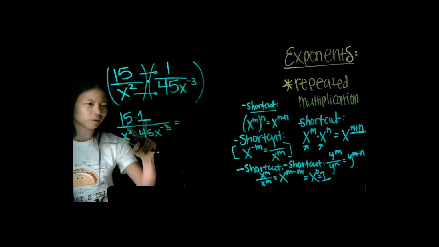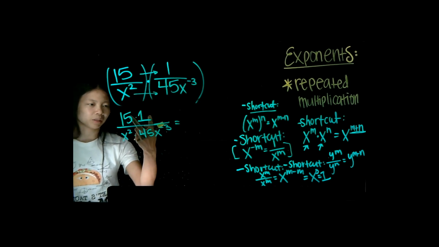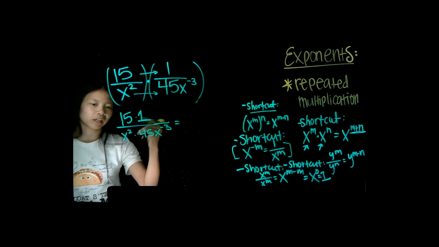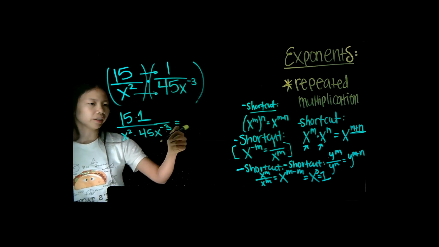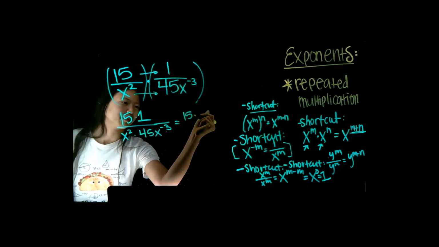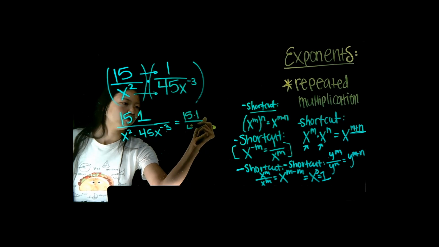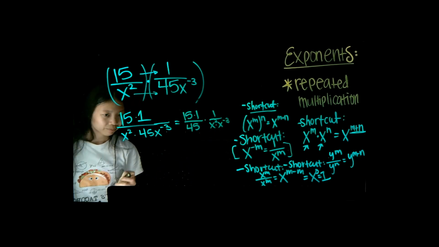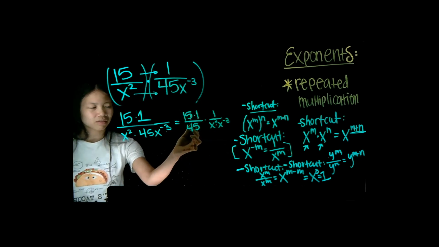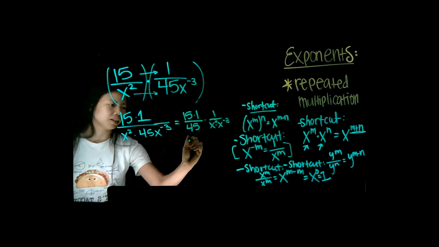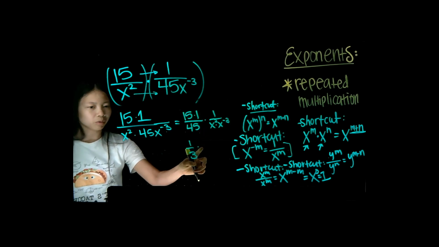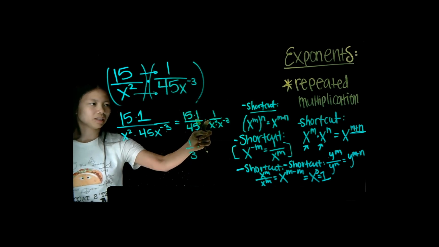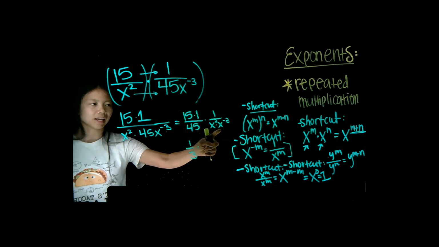Because multiplication is commutative, right? 15 times 1 is the same as 1 times 15. I can write it in whatever order, and it does not affect my final product. So I'm going to group some numbers here: 15 times 1 over 45 times 1 over x squared times x to the negative third power. So 15 times 1 is 15. 15 divided by 45 is 1/3. And that is being multiplied by this. We got 1 divided by x squared times x to the negative 3.